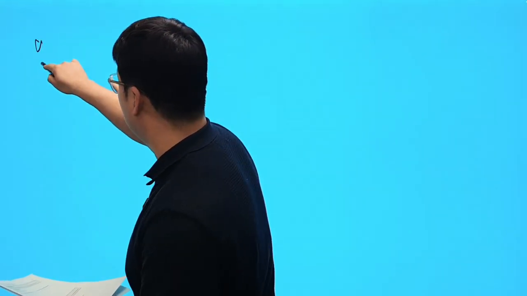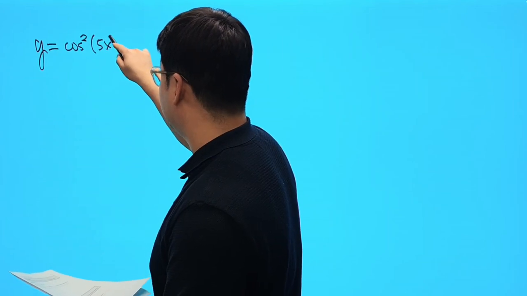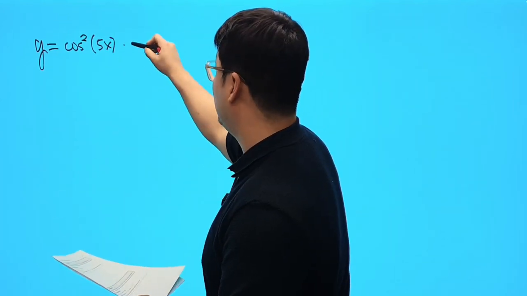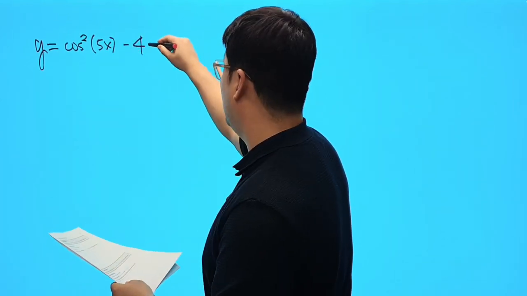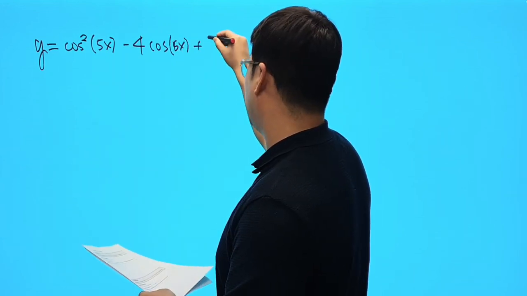Hi everyone, in this video we would like to cover problem number 66 for Think Through Precalculus. So here we go. Determine the minimum value of y equals cosine squared 5x minus 4 times cosine 5x plus 6.